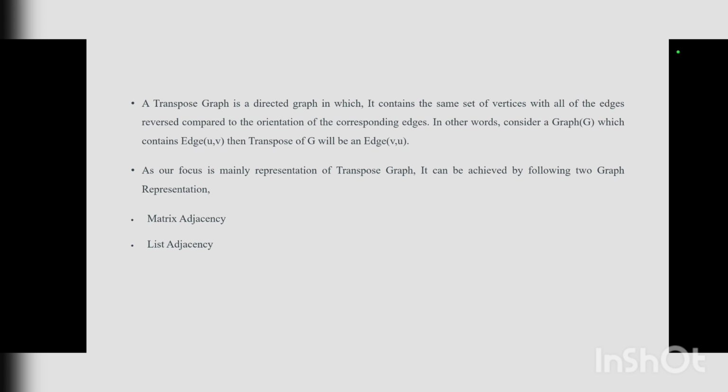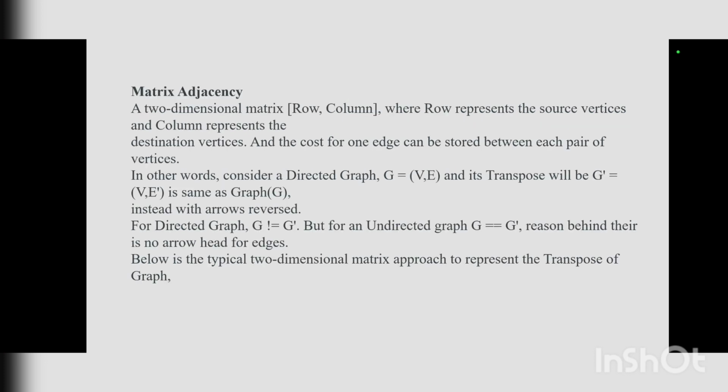As our focus is mainly the representation of the transpose graph, it can be achieved by the following two graph representations: adjacency matrix and adjacency list. Adjacency matrix is a two-dimensional matrix with rows and columns, where the row represents the source vertex and the column represents the destination vertex, and the cost of one edge can be stored between each pair of vertices.